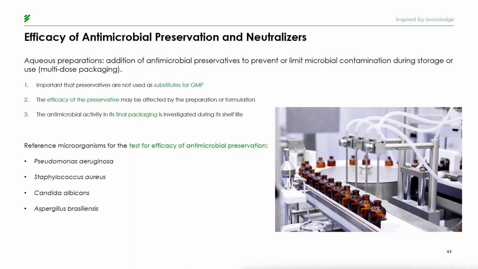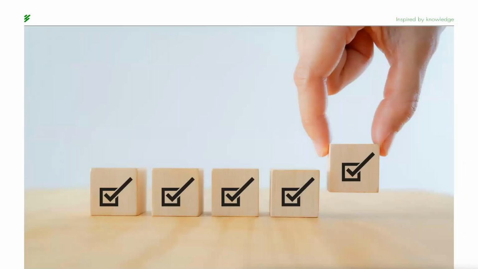The activity of the preservative and its final packaging is going to be investigated during the useful life of the product to ensure that said antimicrobial activity is not going to be affected by the storage. Some microorganisms used to test the preservative effectiveness are common contaminants in medications such as Pseudomonas, Staphylococcus, Candida, and Aspergillus.